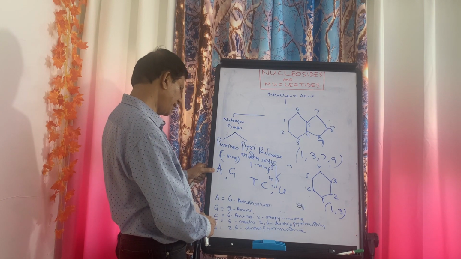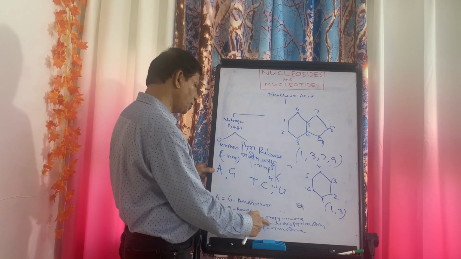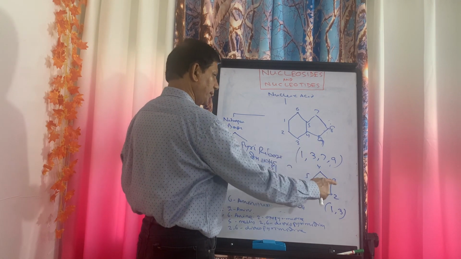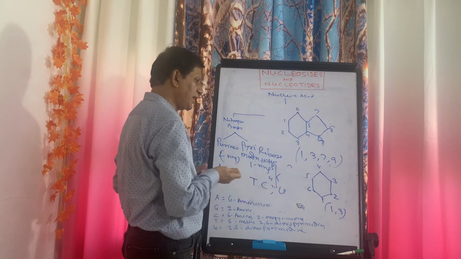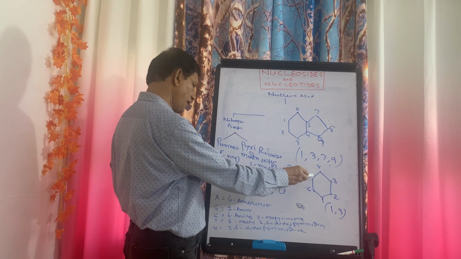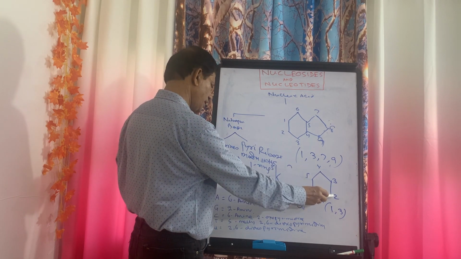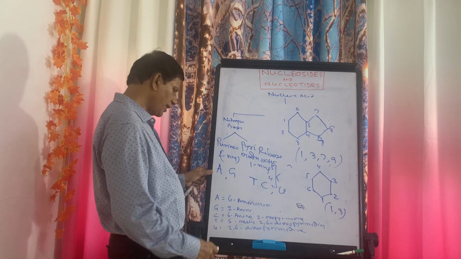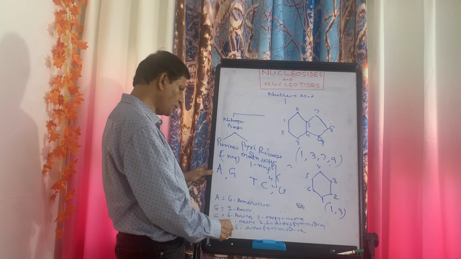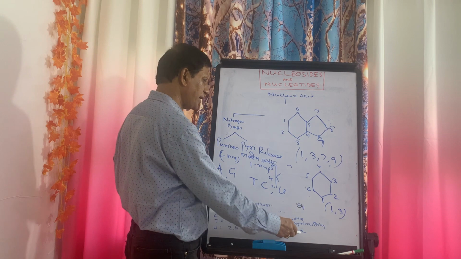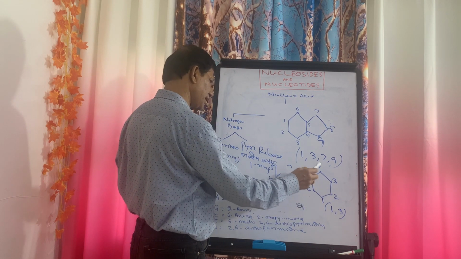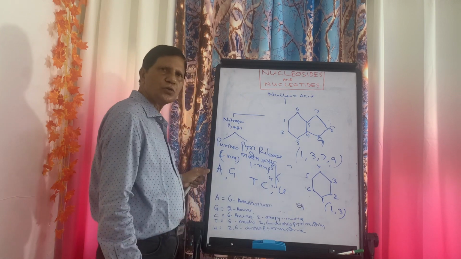In case of thymine, it is 5-methyl-2,6-dioxopyrimidine. In the 5th position, there will be one methyl group, and at the 2nd position and the 6th position you will find oxo groups. In case of uracil, it is 2,6-dioxopyrimidine. Then only at the positions 2 and 6 there will be oxo groups.